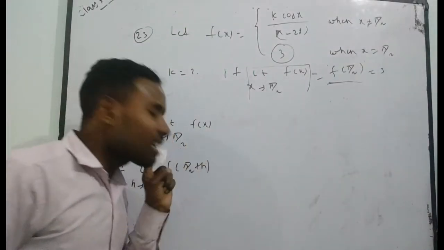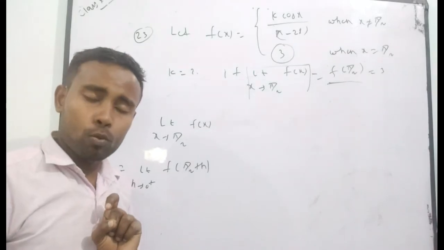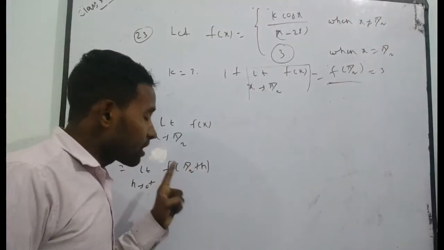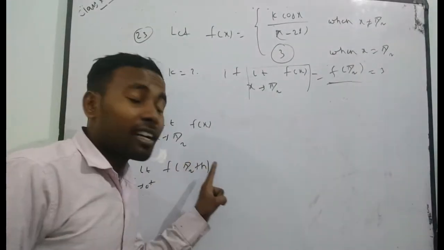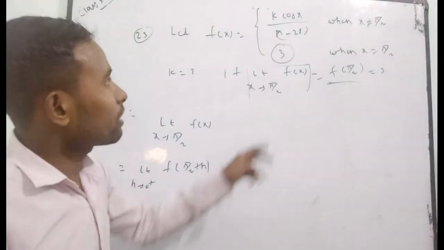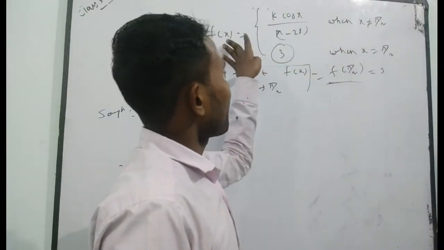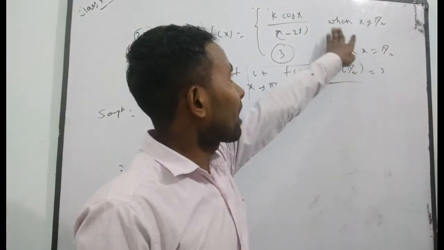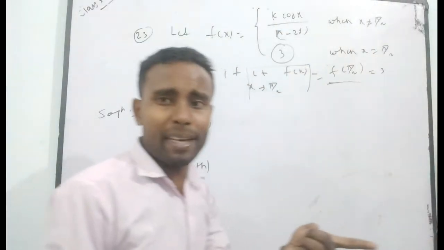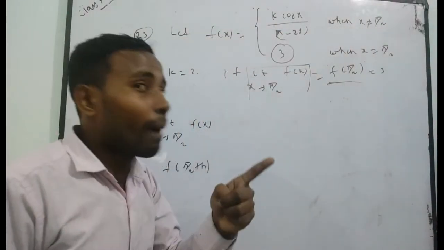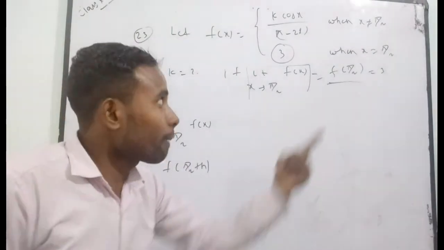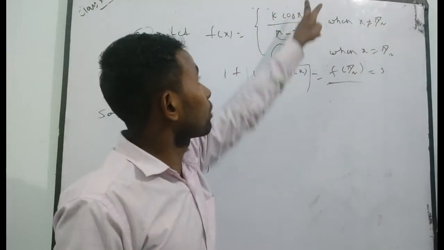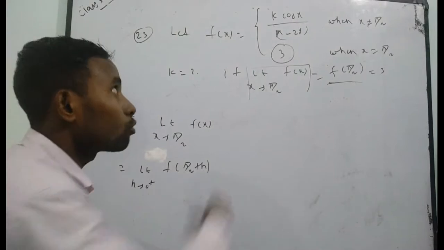X is slightly greater than pi by 2 means that you have to choose that function which is defined for x is greater than pi by 2. Now you consider here there are two categories of f(x). You can take f(x) is equal to 3 when x is equal to pi by 2, and on other condition when x is not equal to pi by 2, that means either x is greater than pi by 2 or x is less than pi by 2. In that case you have to take f(x) is equal to k cos x by pi minus 2x. So I want to take this function.